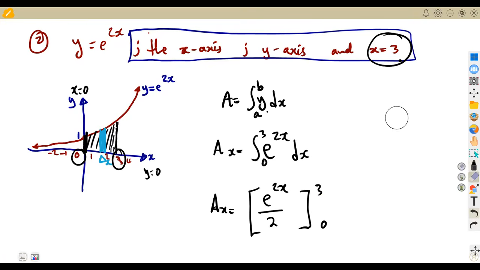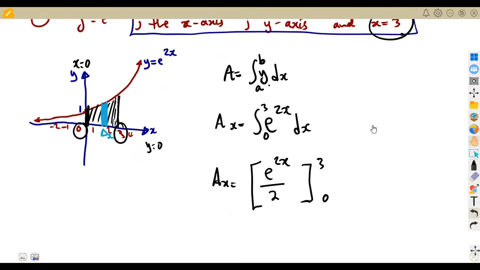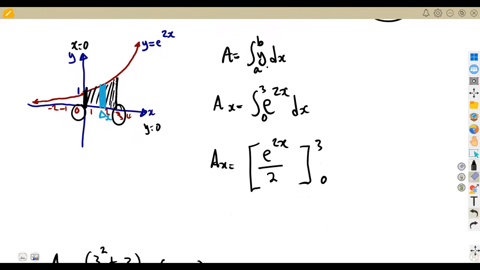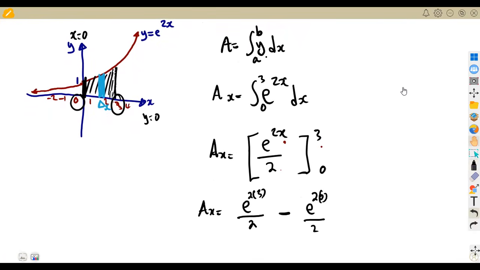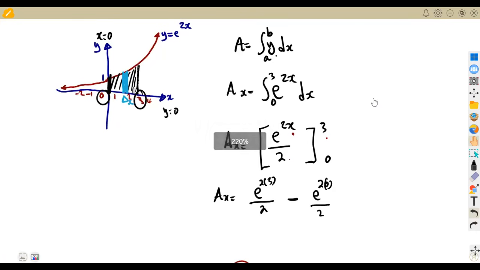So that's how we can play around with the integrals. At this stage, it's now upper limit minus the lower limit. In this case, we just have to substitute, just like the previous part that we had. In place of x, we are going to substitute 3. So that's e to the exponent of 2 times 3, everything over 2, minus the lower limit, which is e to the exponent of 2 times 0, over 2. So that's it. We can have the value of our area if we substitute properly.